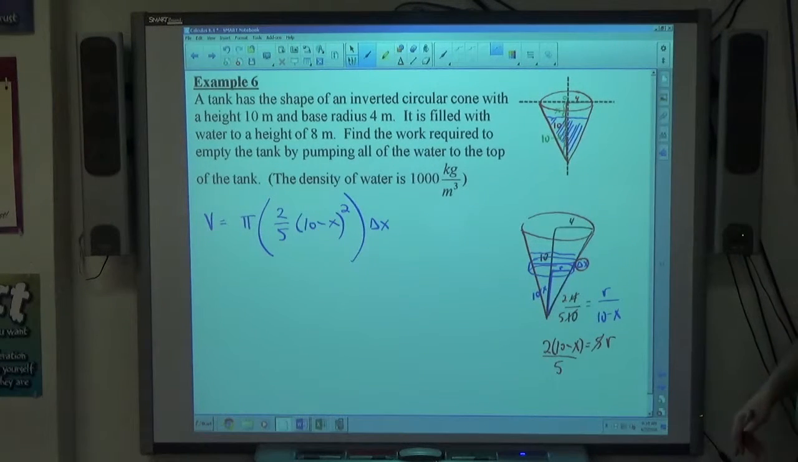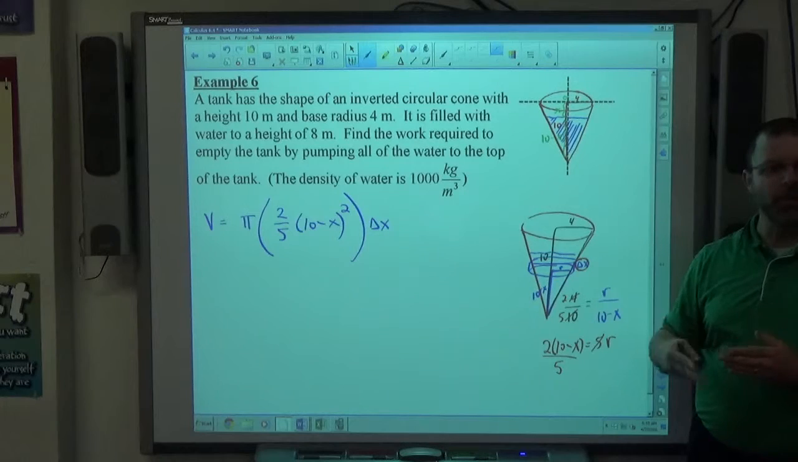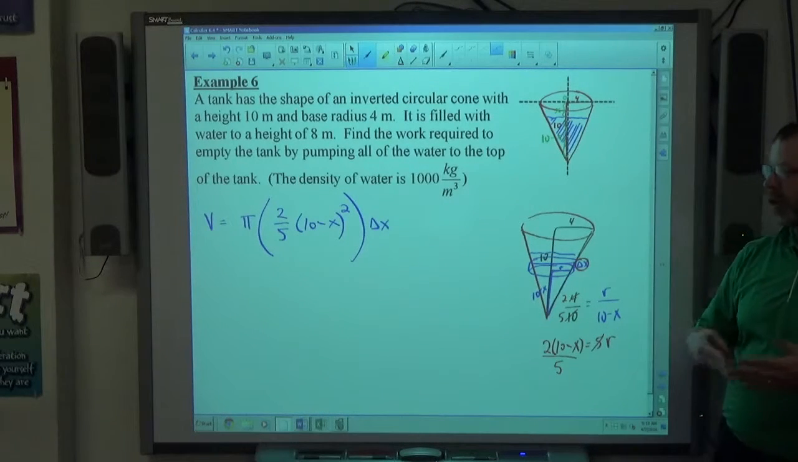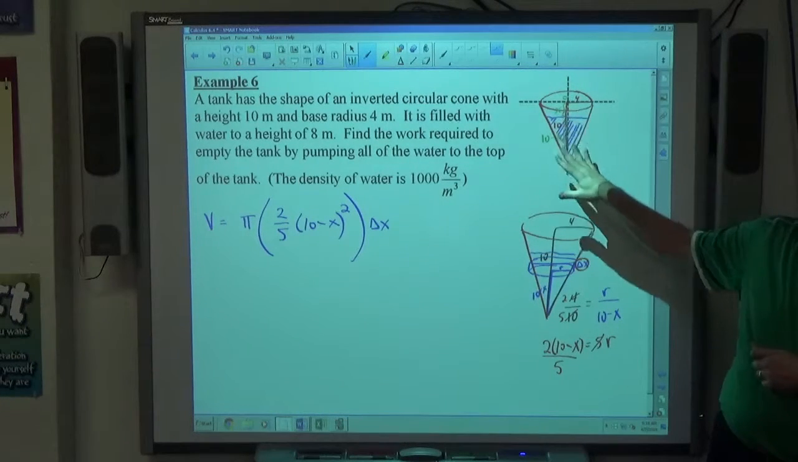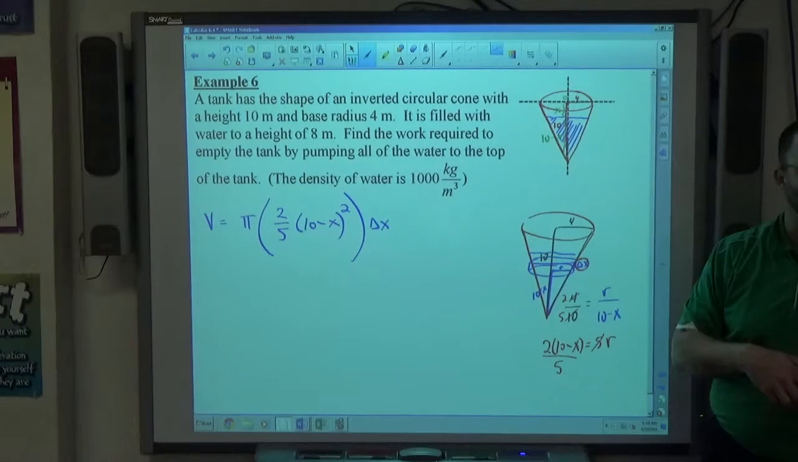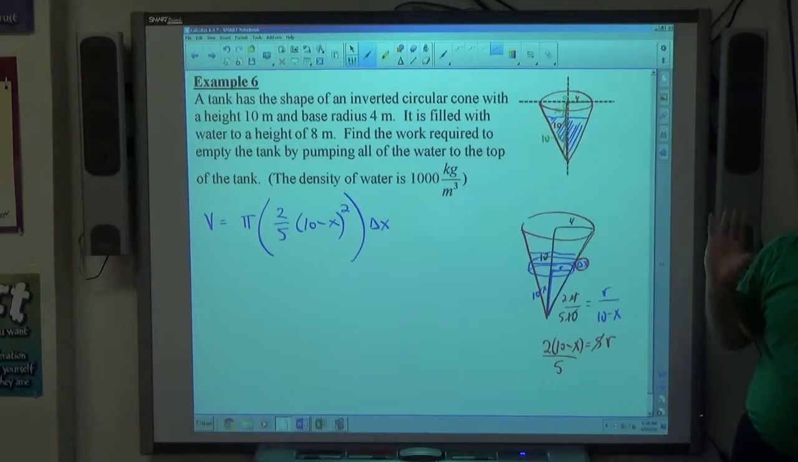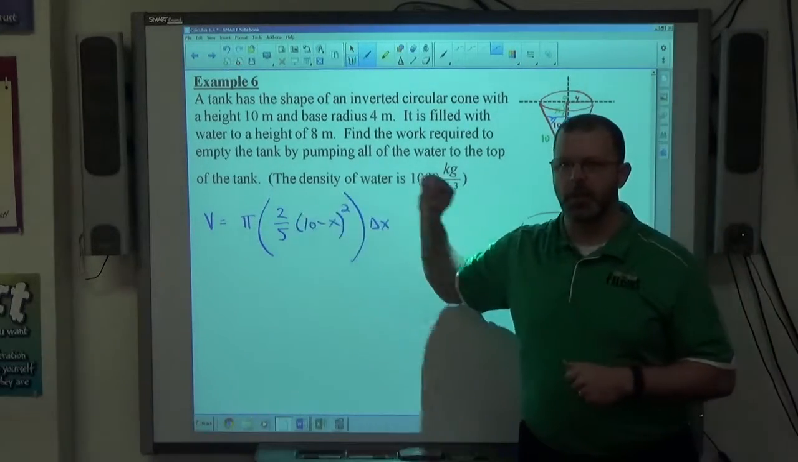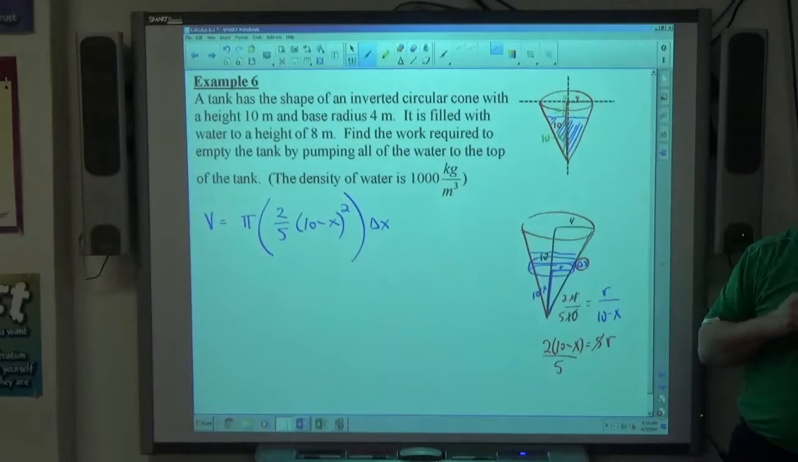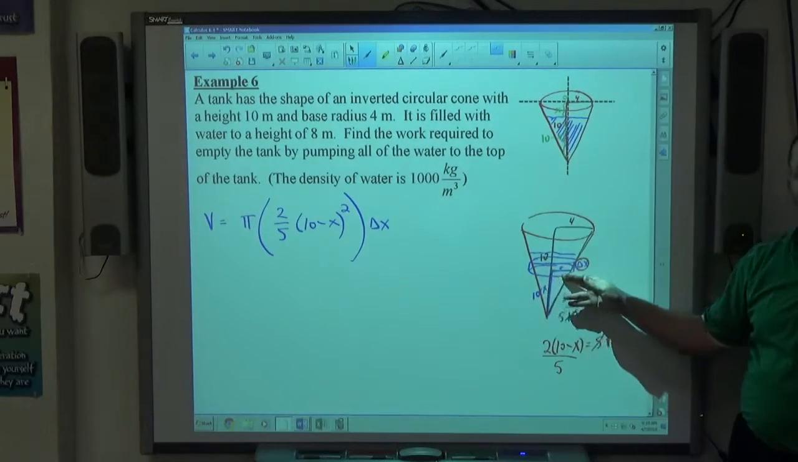So that's job one. Create a cross-section and figure out what the volume is of that cross-section in terms of whatever variable you want to use to represent the water moving. I like to use x. I find x to be a nice little variable to use. But I want everything in terms of x for my volume of this cross-section. Height's going to be delta x every time. You're more worried about the geometric shape here.